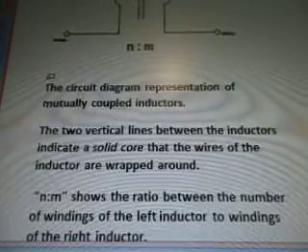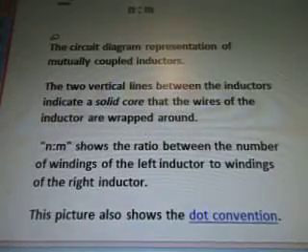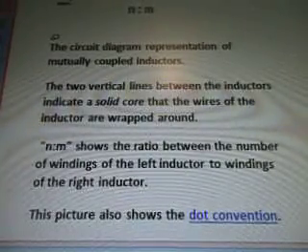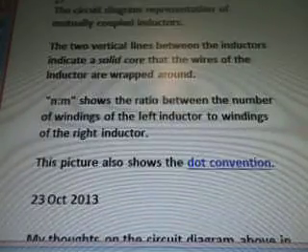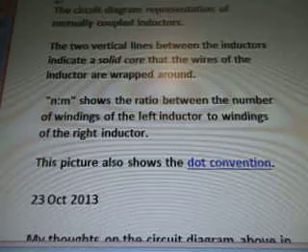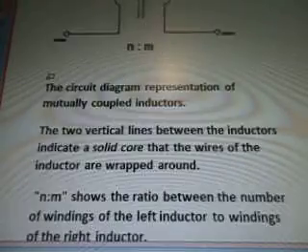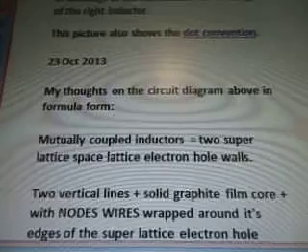Quote diagram from wiki. The circuit diagram representation of mutually coupled inductors. Okay, the two vertical lines between the inductors indicate a solid core that the wires of the inductor are wrapped around. N:M shows the ratio between the number of windings on the left inductor to the windings of the right inductor. This picture also shows the dot convention.